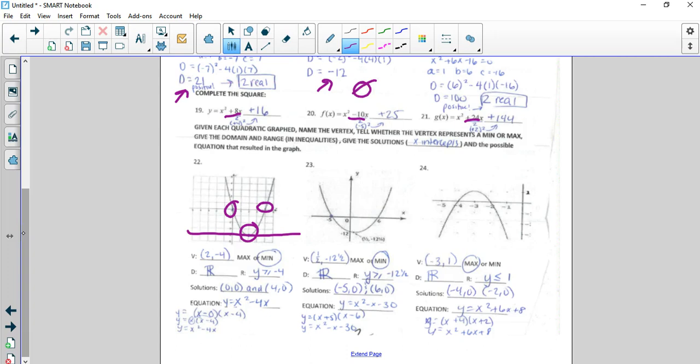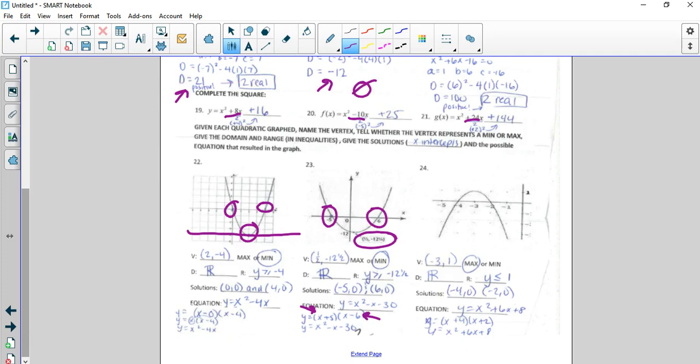Okay, on 23, you have your two intercepts right here, which gives you x plus 5 and x minus 6. You FOIL that, that gives you your equation, x squared minus x minus 30. Again, all real numbers, and to find out the lowest point here, it's given right here, it's a little bit blurry, but it's -12.5 upwards.